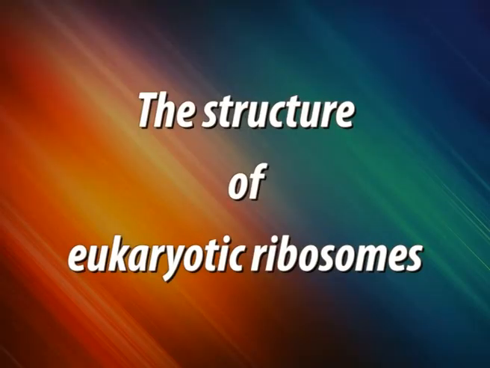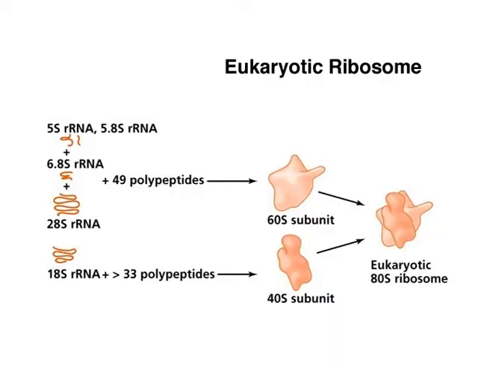The structure of eukaryotic ribosomes. Eukaryotes have 80S ribosomes, each consisting of a small 40S and large 60S subunit. Their 40S subunit has an 18S RNA of 1900 nucleotides and 33 polypeptides. The large subunit of the eukaryotic ribosome is composed of a 5S RNA of 120 nucleotides, a 28S RNA of 4700 nucleotides, a 5.8S RNA consisting of 160 nucleotides, and 49 polypeptides. Eukaryotic ribosomes have a ribosomal RNA to protein ratio close to 1.